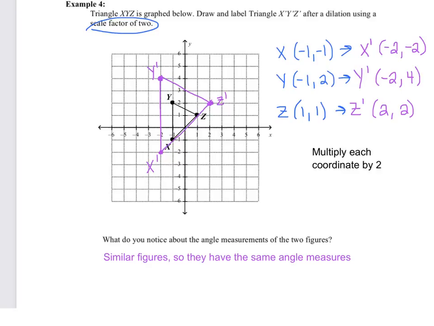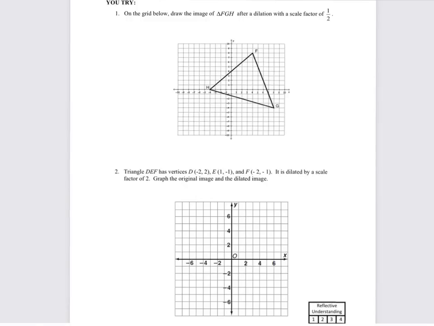So now what I'd like you to do is the You Try section. Please complete problems number 1 and 2, and we will discuss it in class. I suggest you write the original coordinates down first and then dilate them with the scale factors that are given for both problems. Thank you.